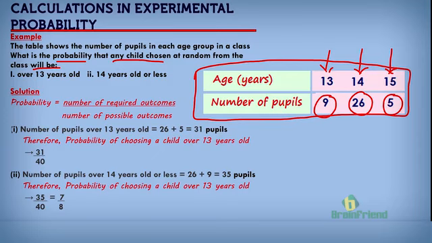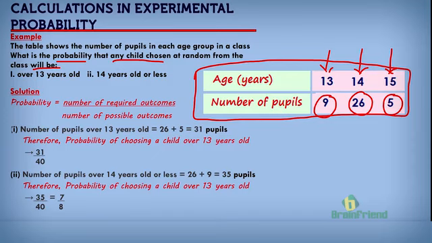Another example. Out of every 1,000 cars, 50 develop mechanical faults within 3 months of purchase. Okay, this was documented. So what is the probability of buying a car that won't develop a mechanical fault within 3 months? Again, probability is number of required outcomes over number of possible outcomes.